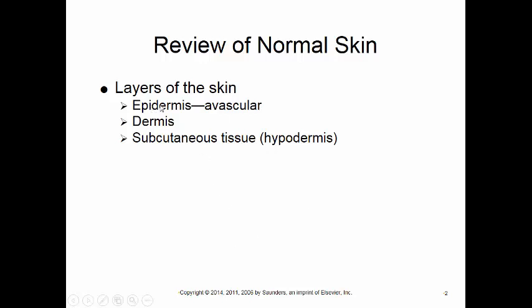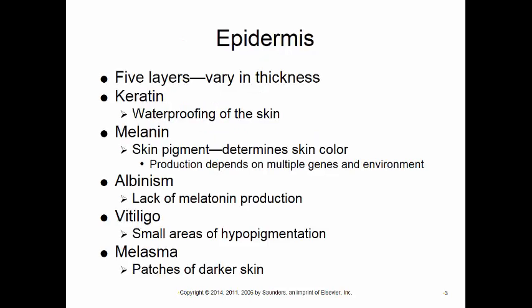There are two major layers of the skin, the epidermis, which is avascular, and the dermis, which houses a lot of the components of the skin. And then beneath these two layers is the subcutaneous, which is the hypodermis, and is closely associated with the integumentary system, but it's not actually part of the integumentary system.